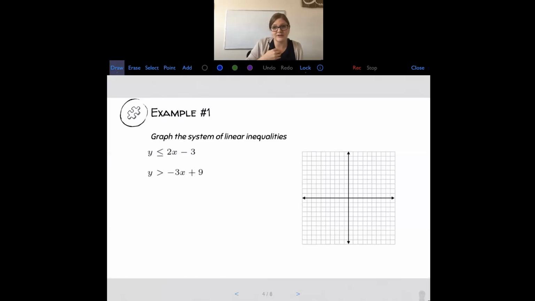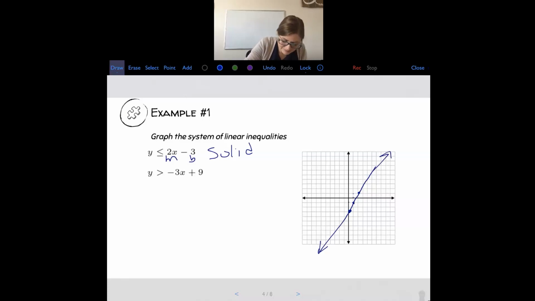My strategy for these is I'm going to graph each inequality first, and then I'll shade at the end. Okay, so for this first one, it's a less than or equal to, so we have m, b, and this is going to be a solid line. So our y-intercept is (0, -3). m is up 2 over 1. Okay, and this is solid.